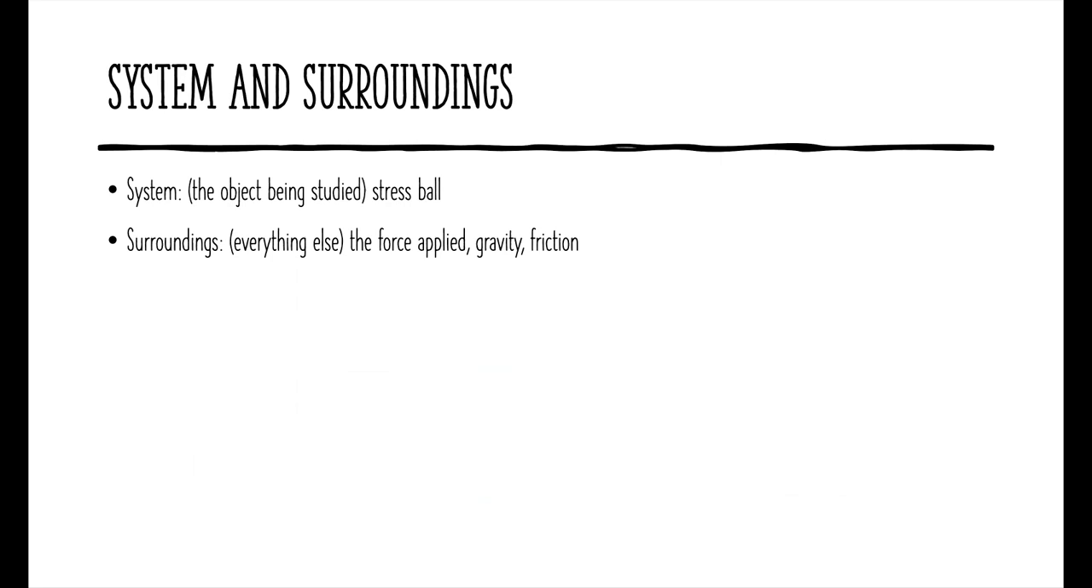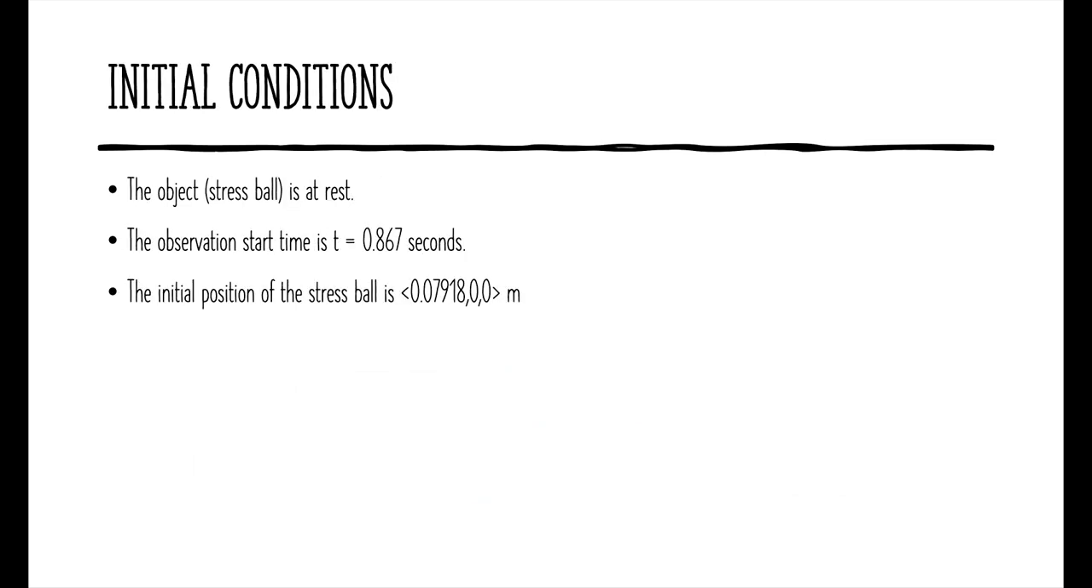For the experiment, the system was the stress ball, and the surroundings were the force applied, gravity, and friction. For the initial conditions, the object was at rest, the observation start time was t equals 0.867 seconds, and the initial position of the stress ball was 0.07918 meters in the x direction.